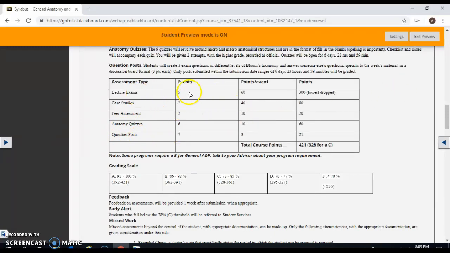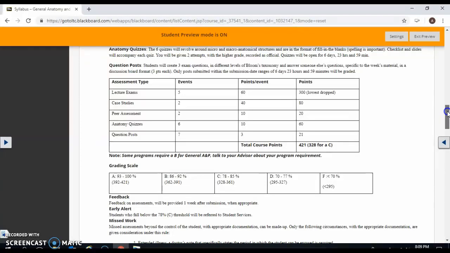Now, the lecture exams: there are 5 lecture exams, 60 points per lecture exam. However, to help you get through this course, the lowest of your exams is dropped. Now, do not miss an exam, okay? Please do not miss an exam just because the lowest is going to be dropped. Start worrying about dropping the exam if you have an A all the way till the end of the course, okay?